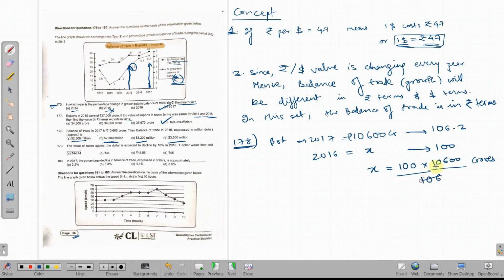We are taking it approximately. So this will be 1 and 2 zeros. So this will only be 100. So this will be rupees 10,000 crores. But we also need to convert this to dollars. So dollar conversion के लिए क्या दिया है, 2017 में $1 is 40 rupees.